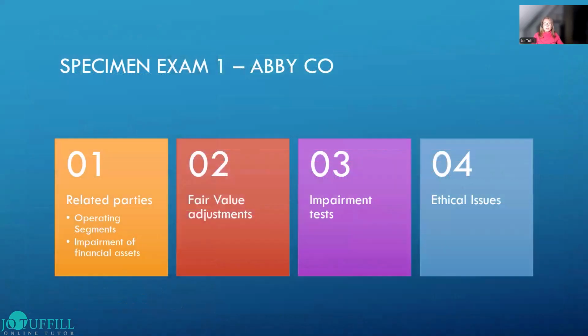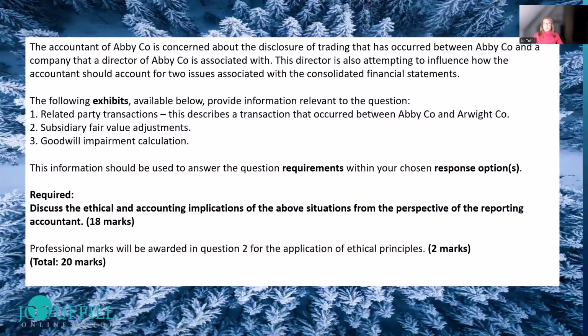So we're going to be looking at Specimen Exam 1, ABCO. And ABCO has 4 areas of discussion, which match the exhibits, basically. So 1, 2, and 3 are going to be the exhibits and their related parties, fair value adjustments, and impairment tests. And then number 4 is not an exhibit, but it's the 4th thing that you need to talk about. So here is the first question for ABCO.